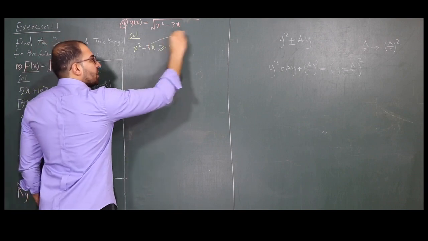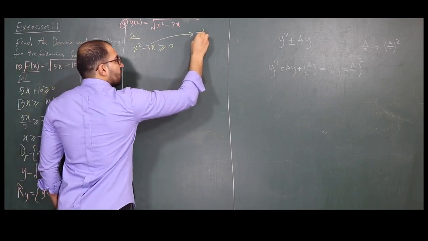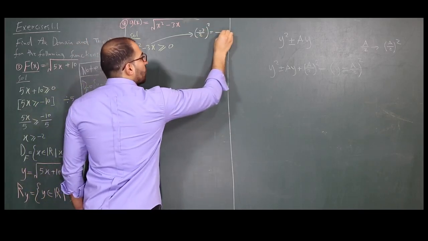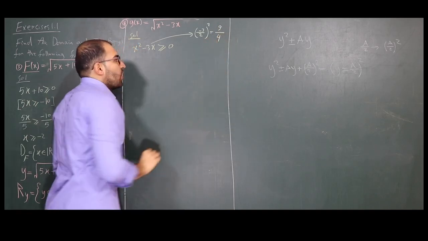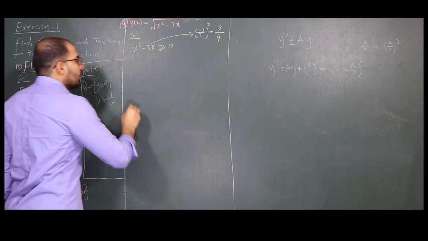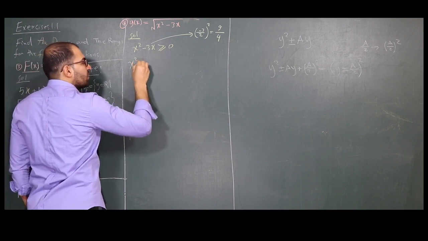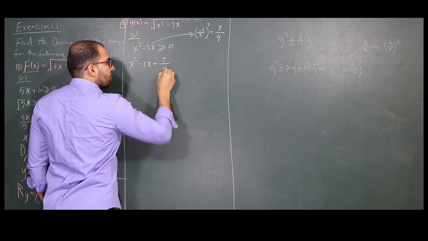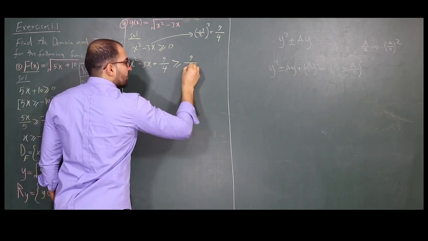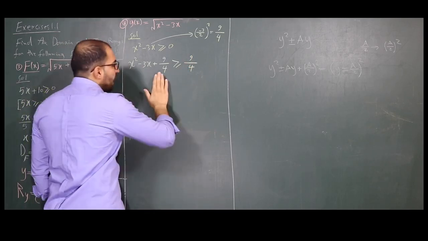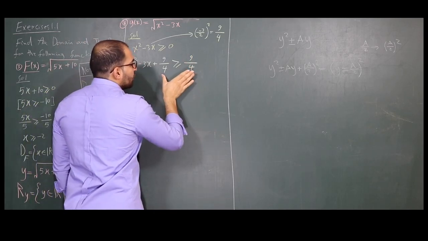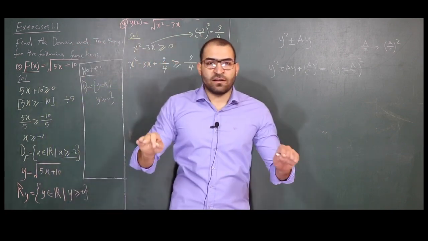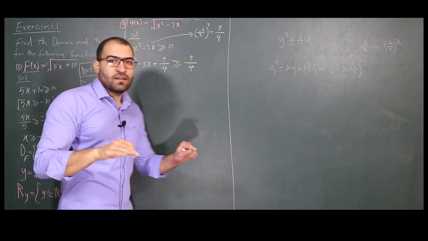So I will take the 3, or minus the 3, and divide it by 2, and then square the result. I will get 9 over 4. So I need to add 9 divided by 4 to both sides. So x squared minus 3x plus 9 divided by 4 is greater than or equal to 9 divided by 4. I have to add the same value, or the same number, to both sides to not violate the generality.